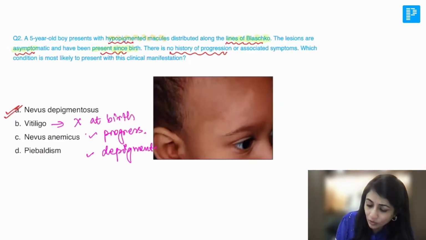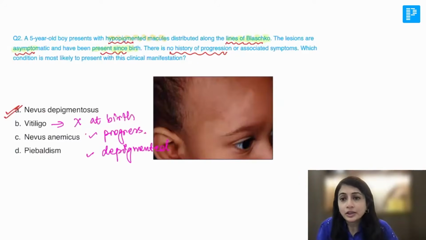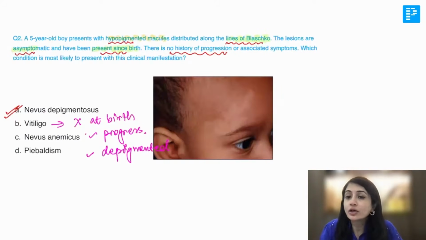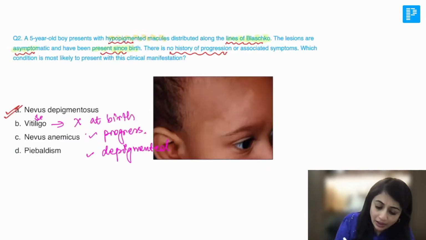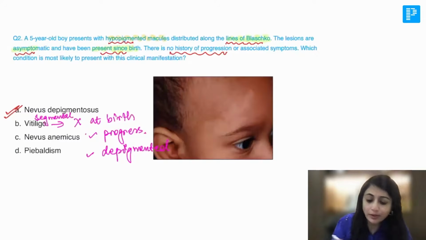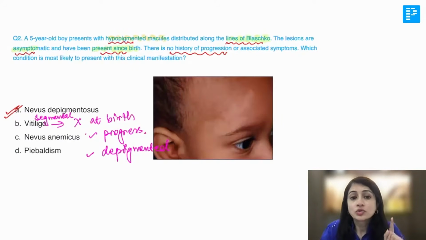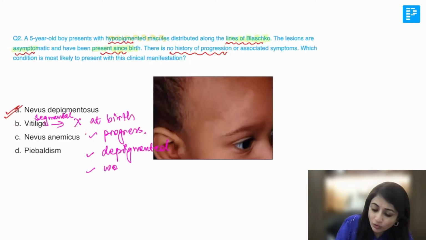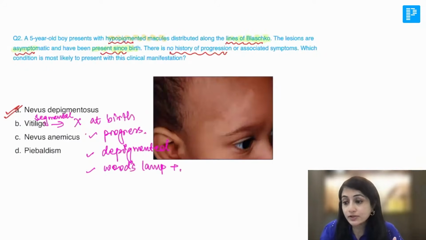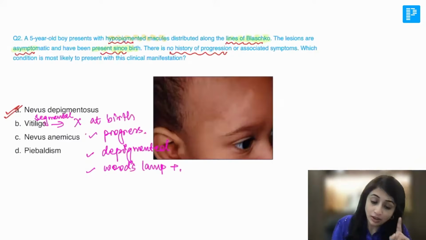What kind of vitiligo can you confuse it with? Any idea? What kind of vitiligo can you confuse with nevus depigmentosus? Generalized vitiligo or vitiligo vulgaris is not something that you'll confuse. Yes, it is the segmental vitiligo which can be confused with nevus depigmentosus. And there was a question last year. So remember, segmental vitiligo or even congenital vitiligo may not be exactly present at birth, usually progresses, lesions are depigmented, and if you do a Wood's lamp, it shows positive Wood's lamp fluorescence, which you do not see in nevus depigmentosus. So I'm telling you the important differentiating features here.